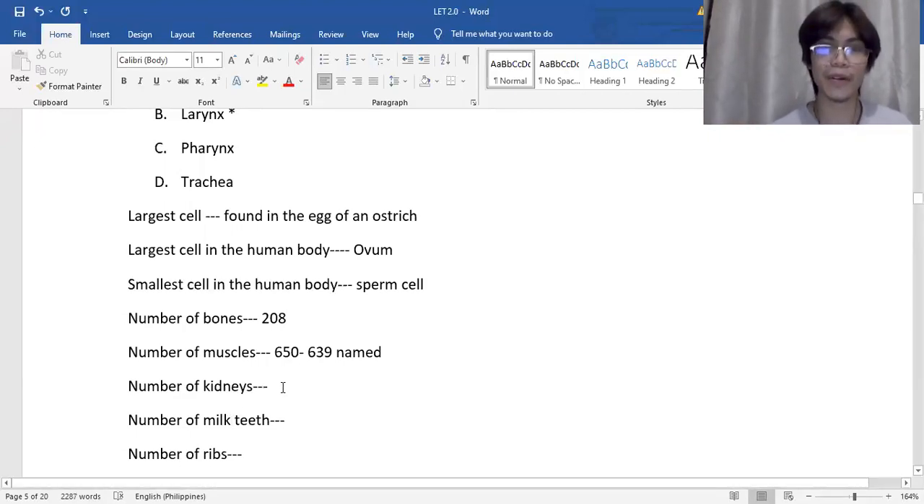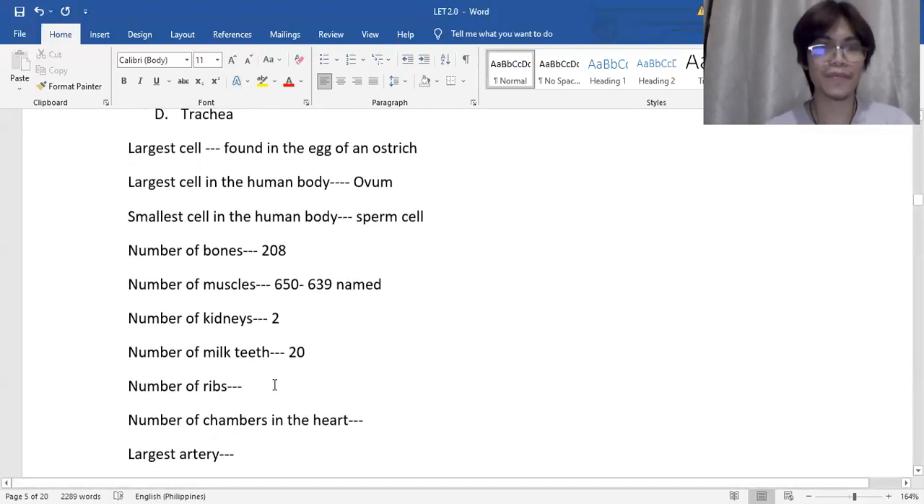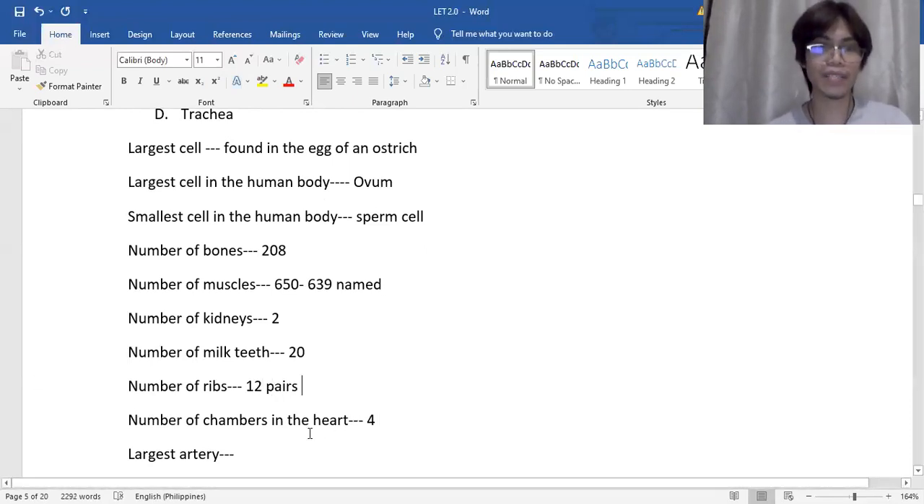Number of kidneys, of course you have 10 kidneys, just kidding, you have 2. Number of milk teeth, you have 20. Number of ribs, ilan bang ribs mo? Of course, you have 12, ano? Number of chambers of the heart, of course we have 4.